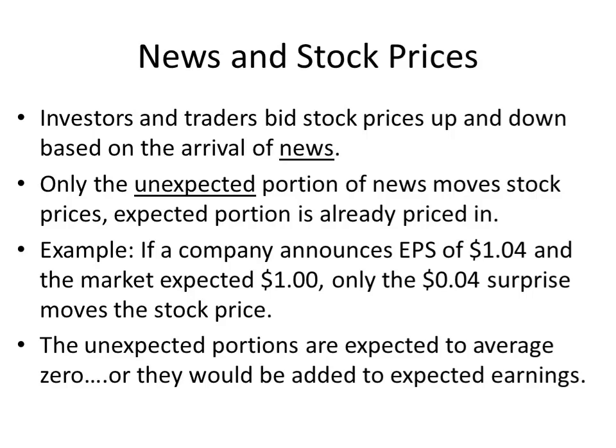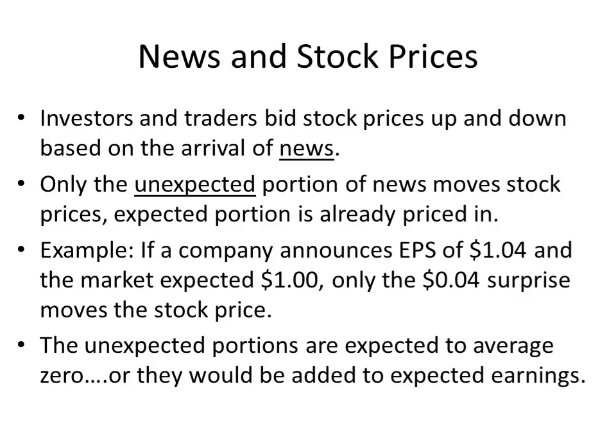Let's do an example here. If a company announces earnings per share of $1.04 and the market expected $1, only the 4-cent surprise moves the stock price. The market already had priced in the expected $1 announcement of earnings. Now, the unexpected portions are expected to average 0. Why?